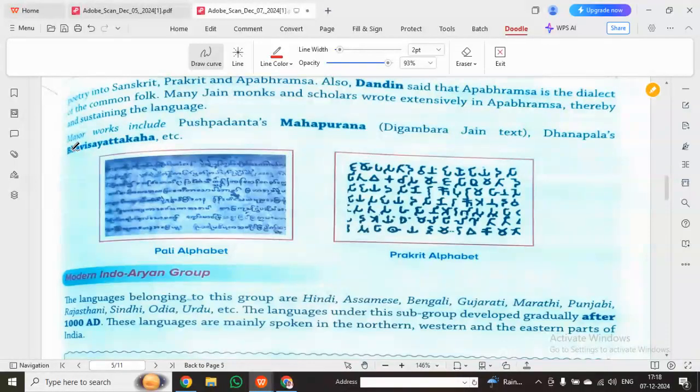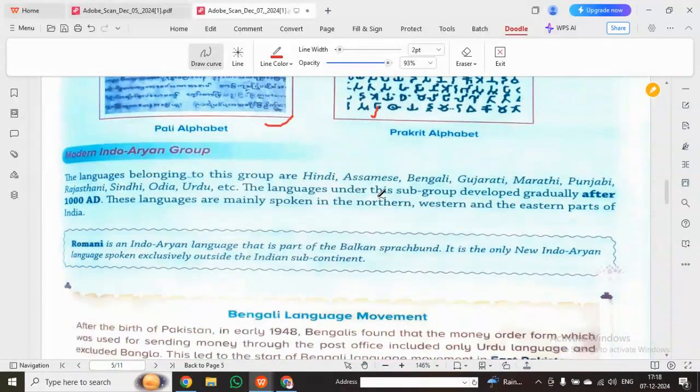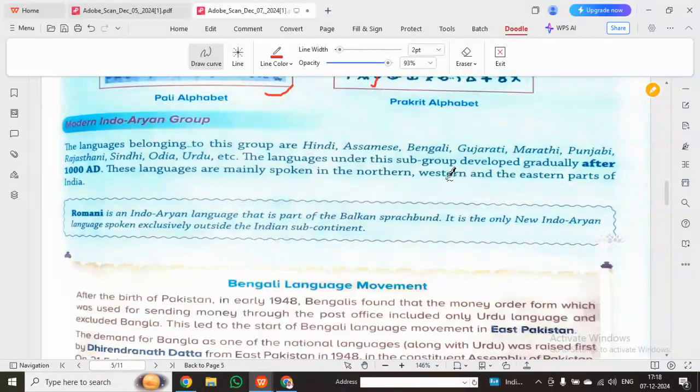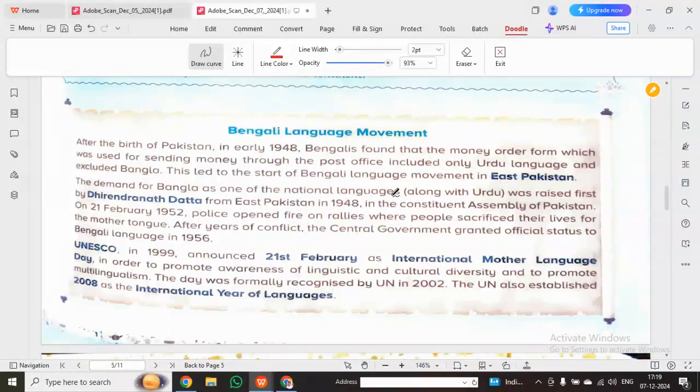Okay, not important. तो मेजर वर्क्स इंक्लूड पुष्पदंत, महापुराण, दिगंबरा जैन टेक्स्ट हम देख चुके हैं। धनपाल जो भविष्यदत्त कथा, ठीक है, so this is Pali alphabets and Prakrit alphabets. When we come to the modern language, so Rajasthani, Sindhi, Odia, Urdu, whatever we are talking or speaking right now in whole over India, that's our modern.